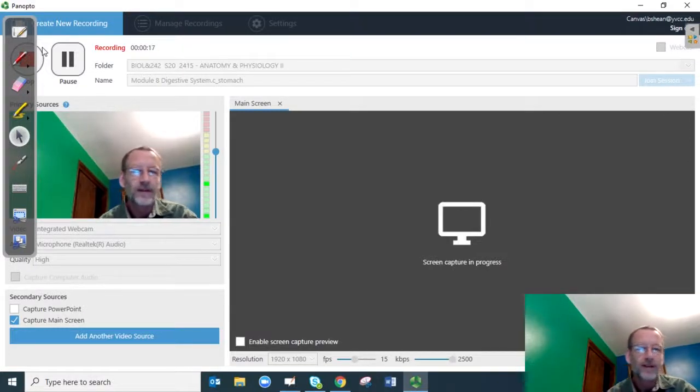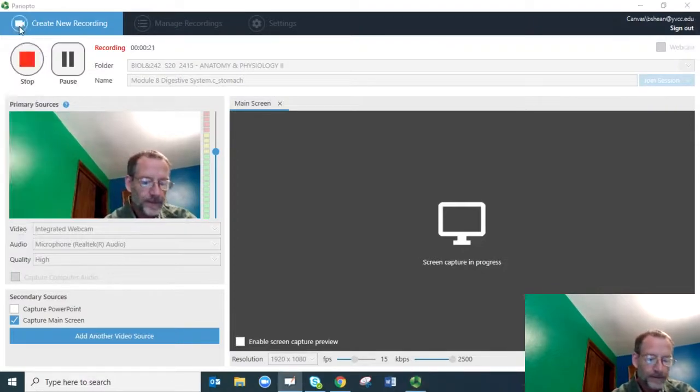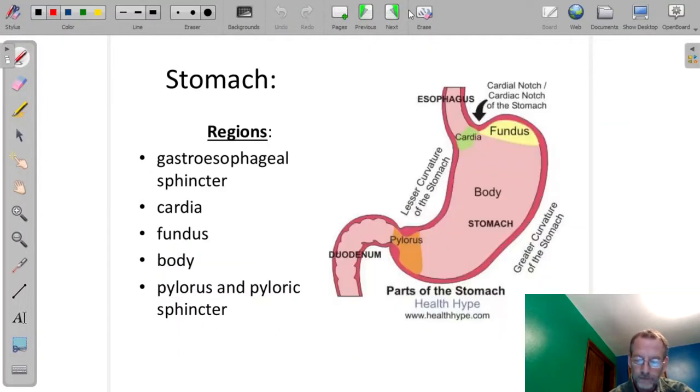Moving on from the esophagus to the stomach. Different regions of the stomach that you should be familiar with. You should pretty much know everything in this figure. It's not a lot. Esophagus, of course, which we were just looking at. And this region of the stomach is referred to as the cardia.